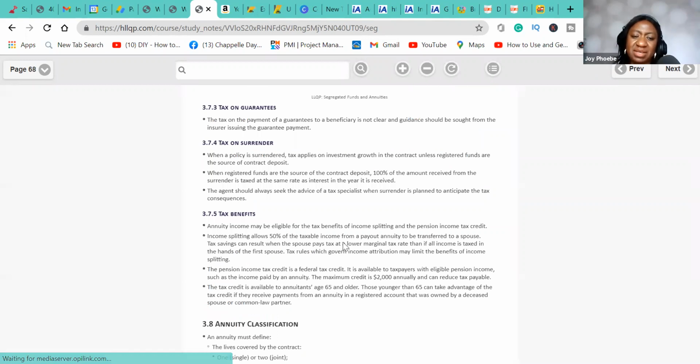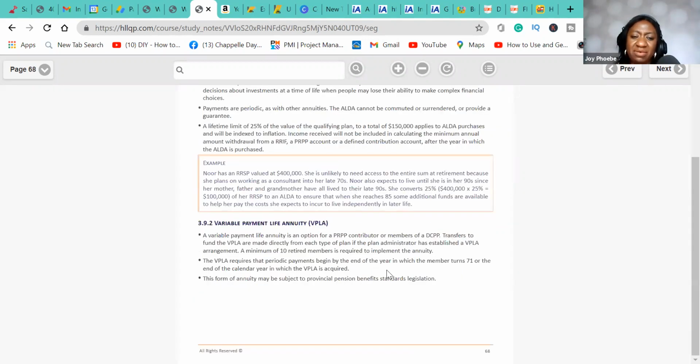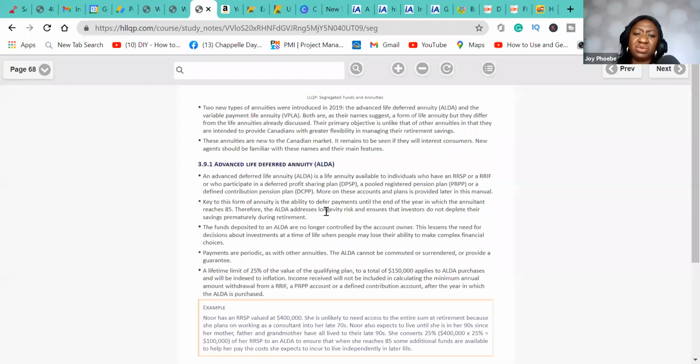This is not something that is very popular right now. I really haven't seen any advanced life deferred annuity. This one is an advanced deferred life annuity. It is a life annuity available to individuals who have an RSP or RIF, or who participate in a deferred profit sharing plan, pooled registered pension plan, or a defined contribution pension plan. More of these accounts and plans are provided later in this manual.